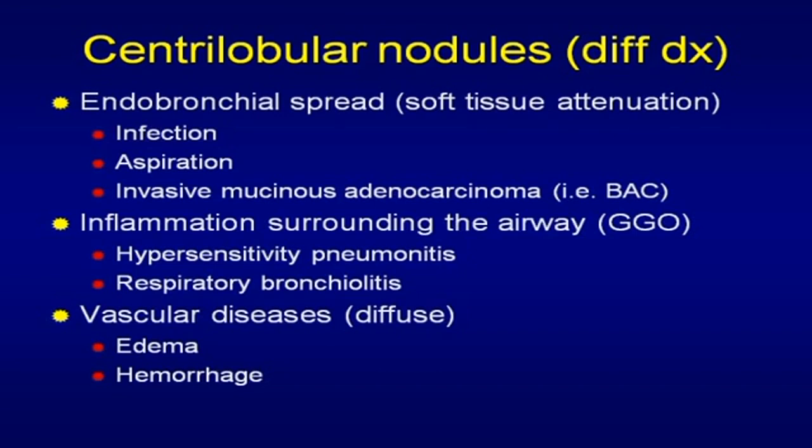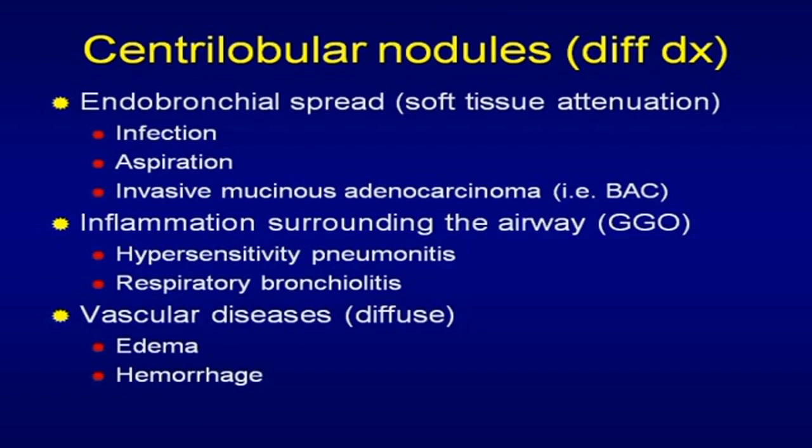When am I going to think of a vascular disease, when I have central lobular nodules? Mainly when it's symmetric or diffuse and the patient has acute symptoms. Edema, hemorrhage, things like that usually present in the acute setting, whereas hypersensitivity and respiratory bronchiolitis usually present in the chronic setting. And endobronchial spread is usually asymmetric or patchy or unilateral, whereas vascular diseases are going to be diffuse. So diffuse distribution, acute symptoms, think of a vascular cause as a possibility.